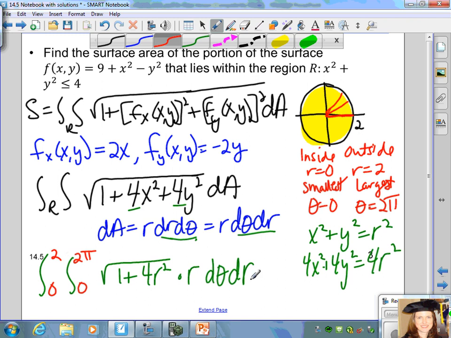All right, now we've already practiced evaluating these double integrals in previous sections, so without going into that, I'll give you the answer as approximately 36.2 if you were to work that out. So what that means is the surface area of the portion of this function that lies within that region, x squared plus y squared is less than or equal to 4, is approximately 36.2.